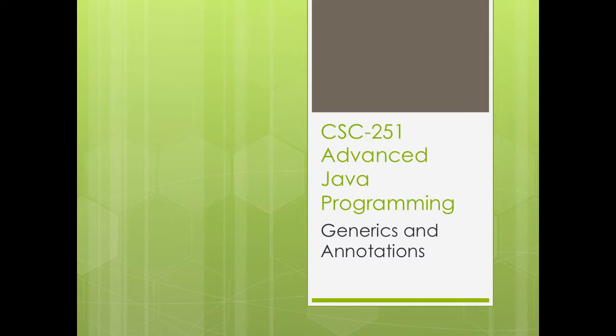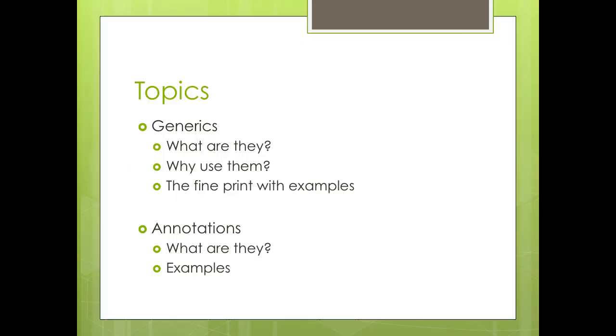This is the 6th video in the CSC-251 Advanced Java Programming tutorial, and today I'll be discussing generics and annotations. The topics will include what are generics, why you should use them, exceptions and fine print, and some generic code examples. This will be followed by a segment on annotations, what they are, and some examples.